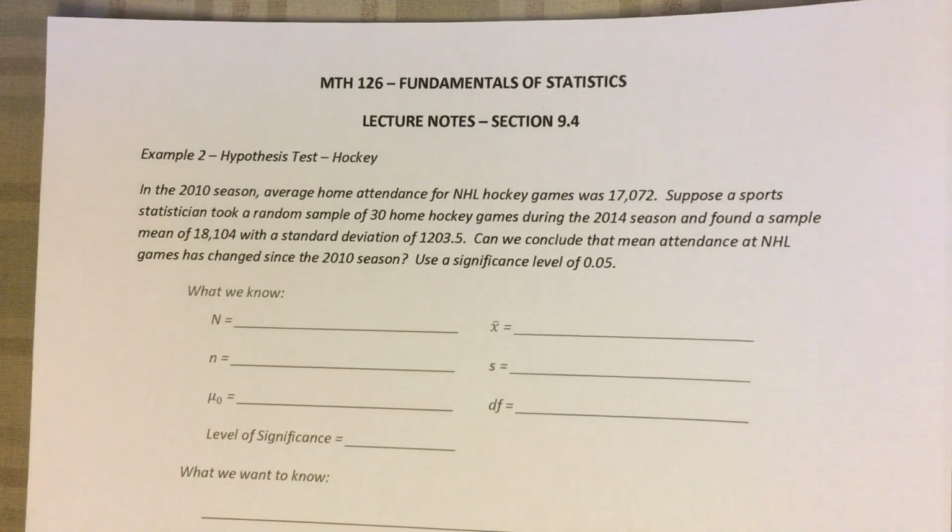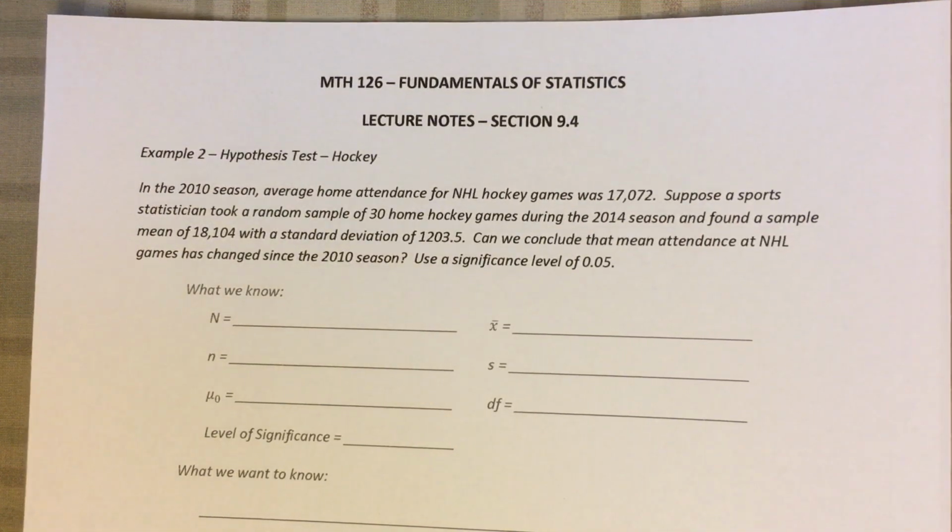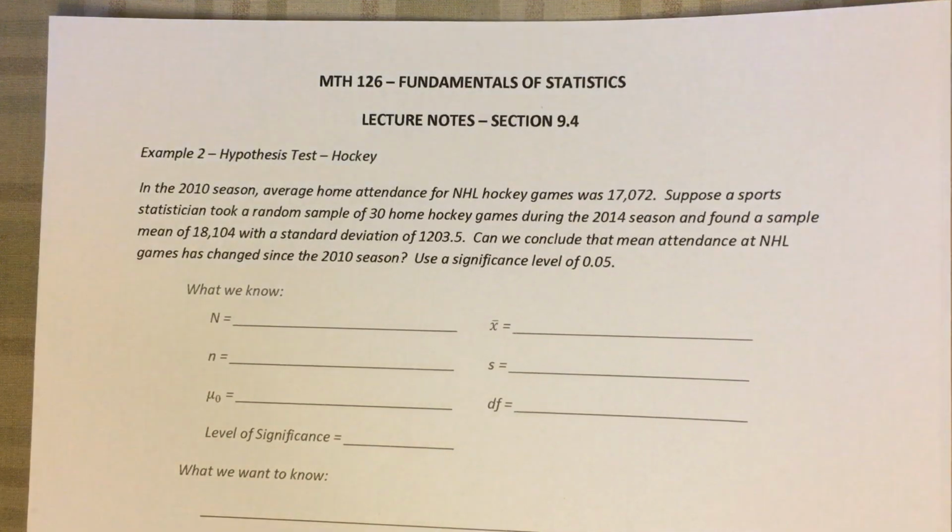Right, let's look at one more example of a hypothesis test. In the 2010 season, average home attendance for NHL hockey games was 17,072. Suppose a sports statistician took a random sample of 30 home hockey games during the 2014 season and found a sample mean of 18,104 with a standard deviation of 1,203.5. Can we conclude that the mean attendance at NHL games has changed since the 2010 season? Use a significance level of 5%, 0.05.